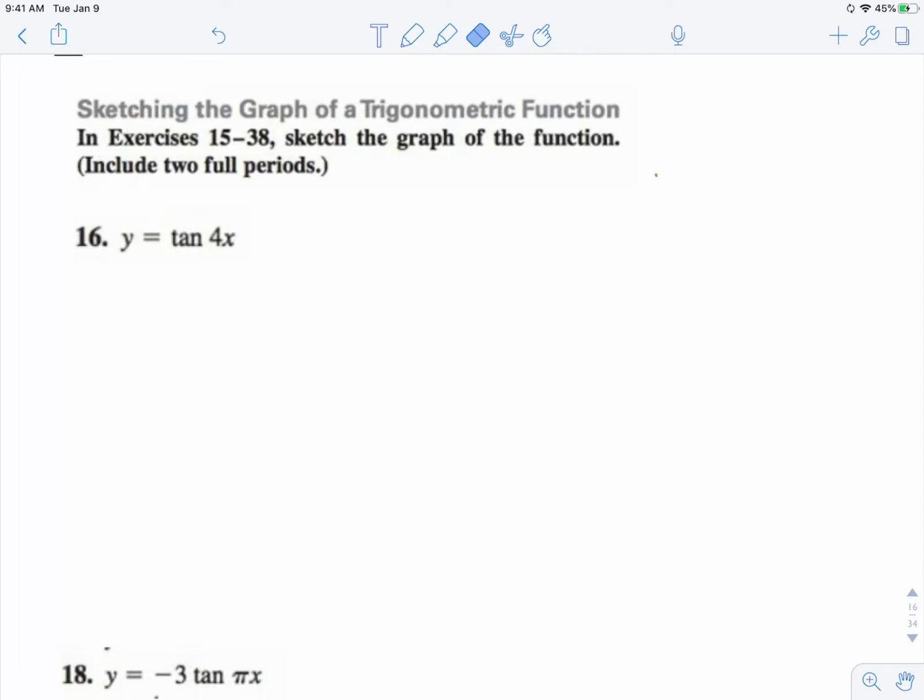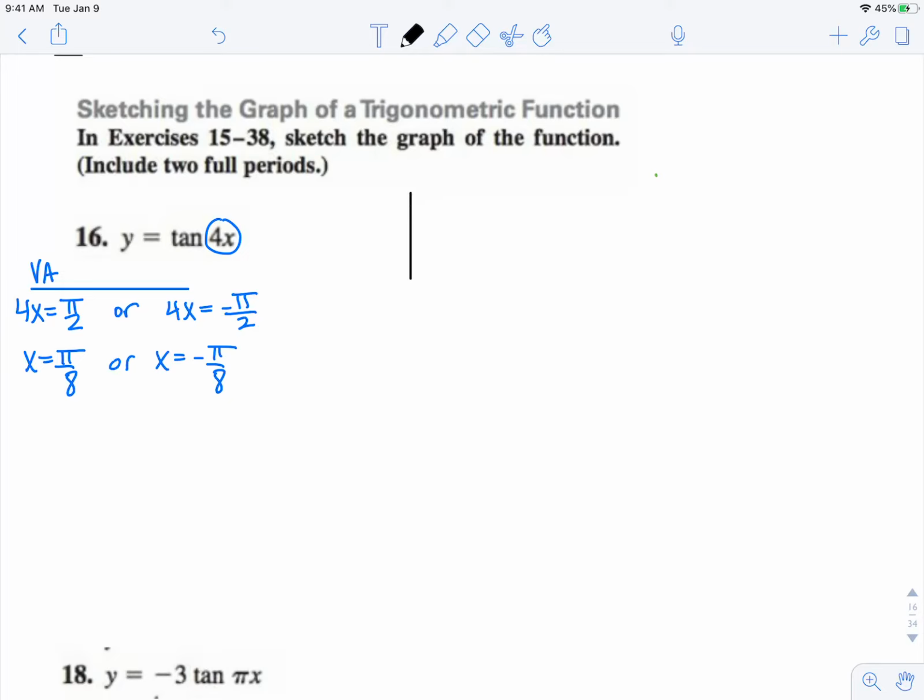Graph the function. Include 2 full periods. So when I'm starting off a tangent function, the first thing I want to look for is my vertical asymptotes. Those occur when what is inside of my tangent function equals pi over 2, or when what's inside my function equals negative pi over 2. So if I solve both of these for x, I get x equals pi over 8, or x equals negative pi over 8.